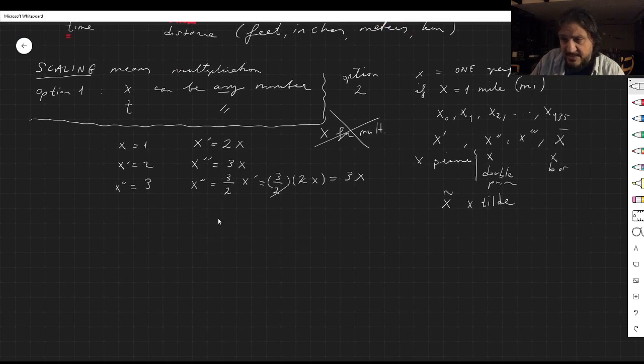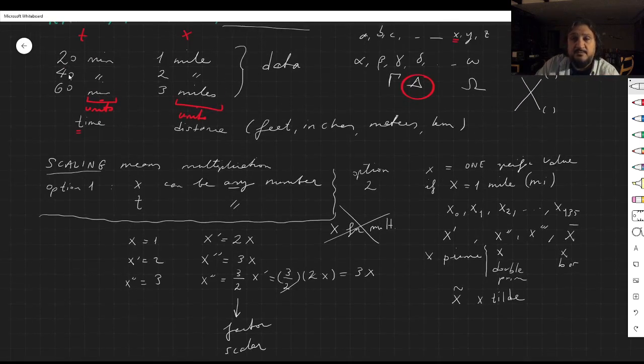So we have our x values. To go from one x to another x, we're just multiplying by a number. This is what we call a factor, or a scalar, because it scales it. It changes the magnitude of that quantity, let's say. It changes the value. Well, the same thing can be applied to t as well, because our time values, remember, going from 20 to 40, going from 20 to 60, it's scaled.